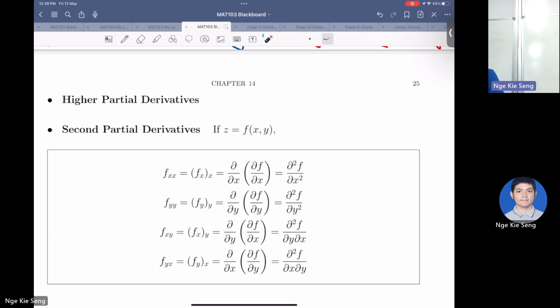So this is really a convention here. So what's the convention? The convention here is you differentiate with respect to y on the partial derivative with respect to x. So you do the inner one first and then you do the outer one. Okay, so this is the convention. So be careful when you write this fxy and fyx. Our convention is do the inner one first and then do the outer one.